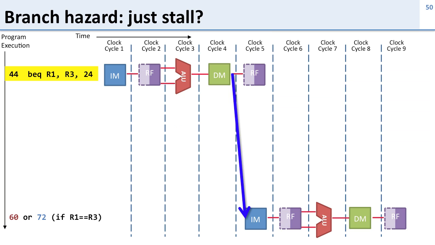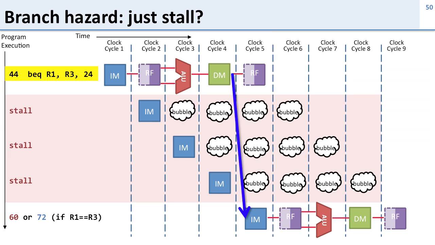So what can we do about this? Can we just stall? Well, we could just stall, but we're going to have an awful lot of bubbles in our pipeline if we do. We'd have to stall for 3 instructions every time we have a branch. That's going to very much hurt our performance.